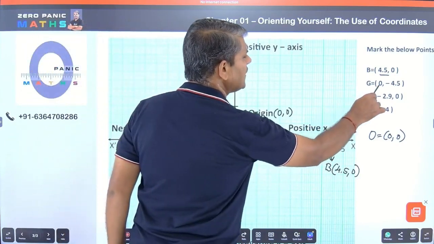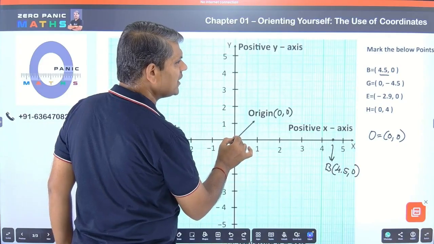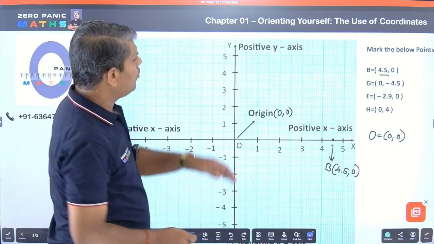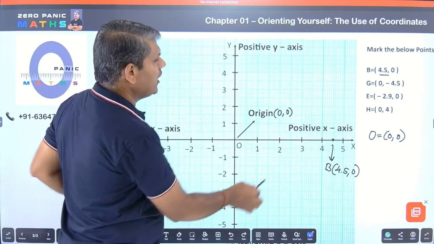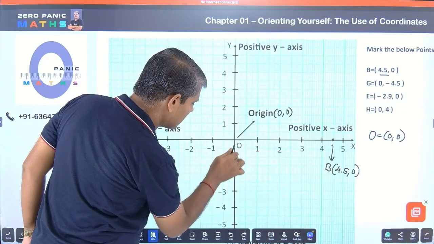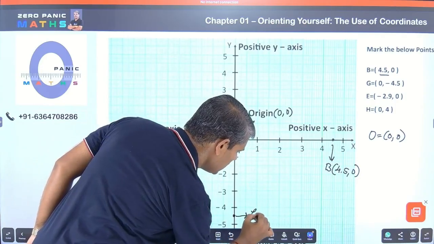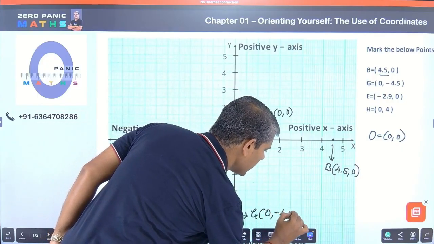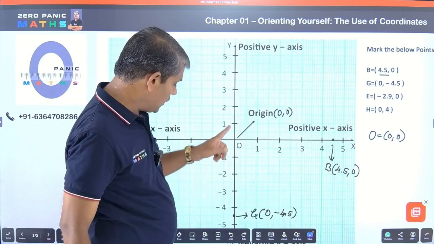Now what is G? G has x coordinate 0. An x coordinate of 0 is exactly at the origin itself, and it says minus 4.5 for the y-axis value. So where is the negative y-axis? It is towards the down side. Correct? So what is minus 4.5, considering x as 0? This is that G. You need to mark it very carefully. It is 0 for the x-axis and minus 4.5 for the y-axis.